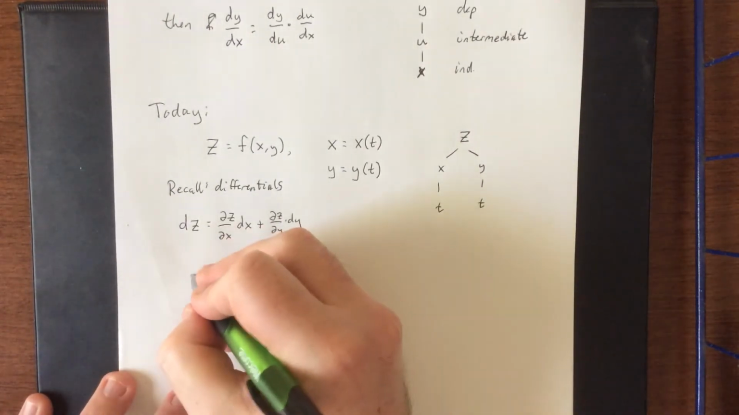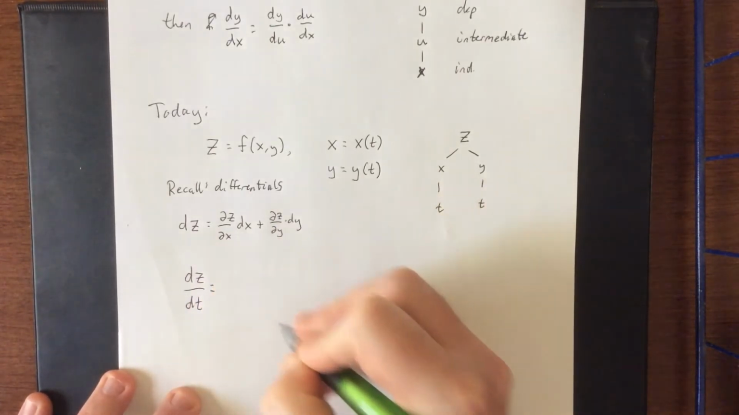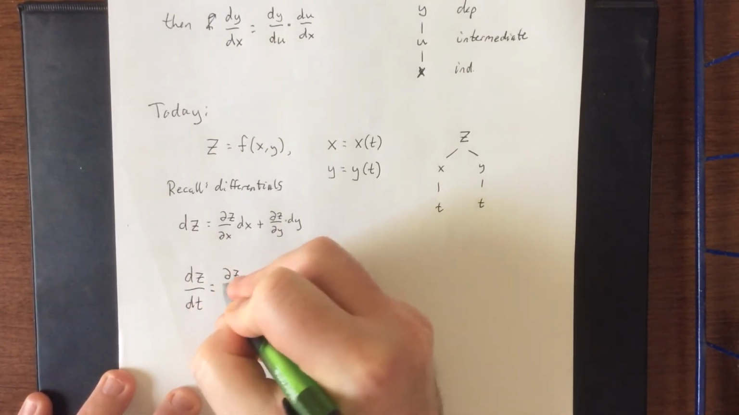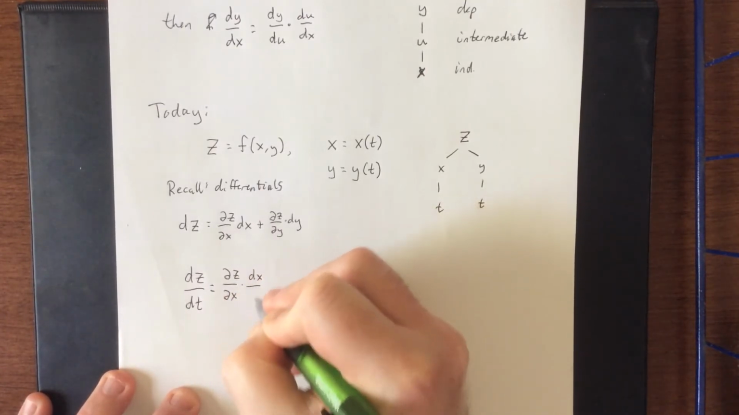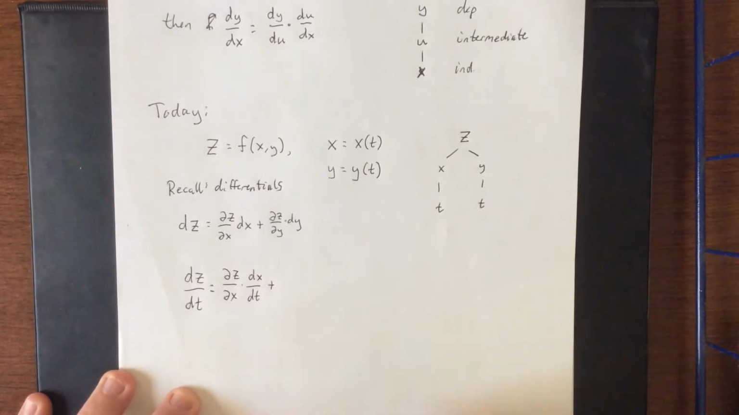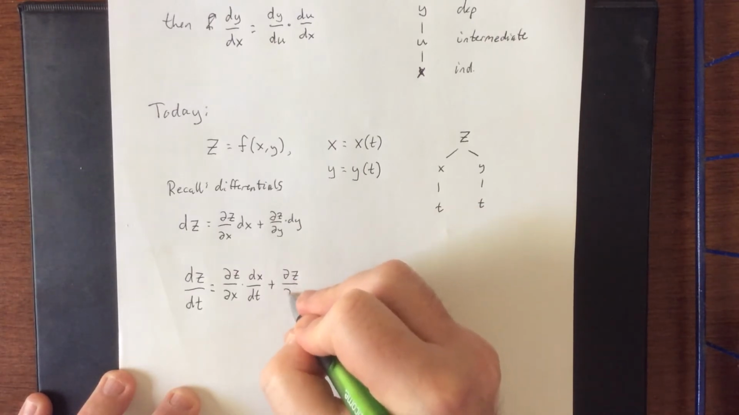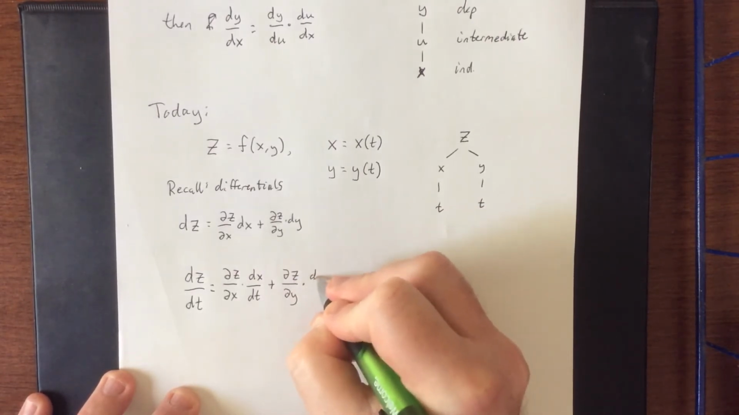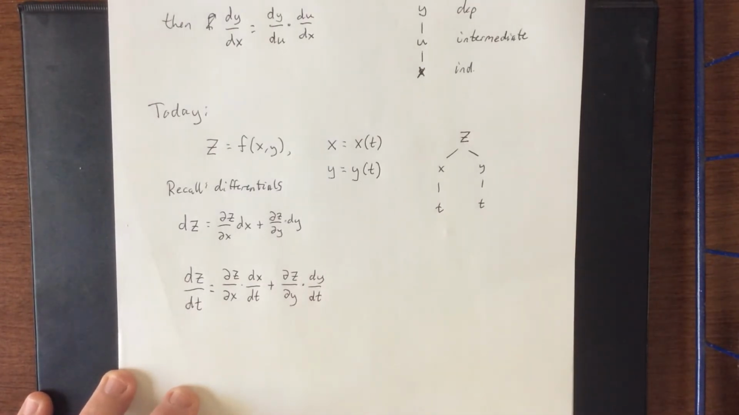So the way that this chain rule works is, if I take dz dt, this is going to be equal to the partial derivative of z with respect to x times the exact derivative, or the ordinary derivative, of x with respect to t. Additionally, we'll also have the partial derivative of z with respect to y times the ordinary derivative of y with respect to t.